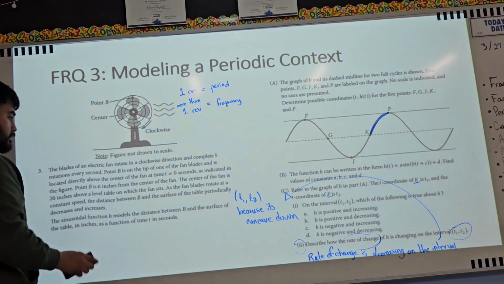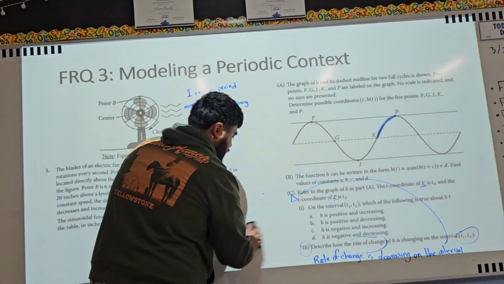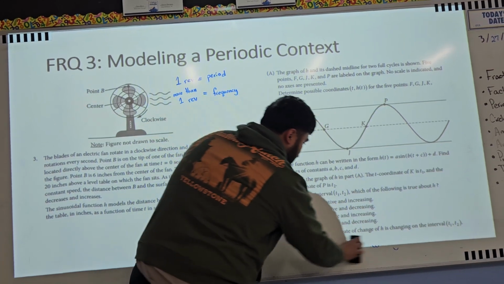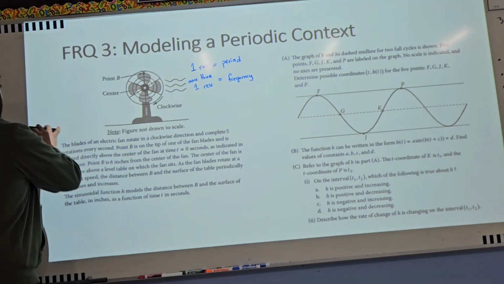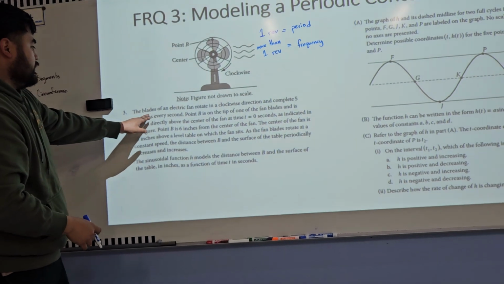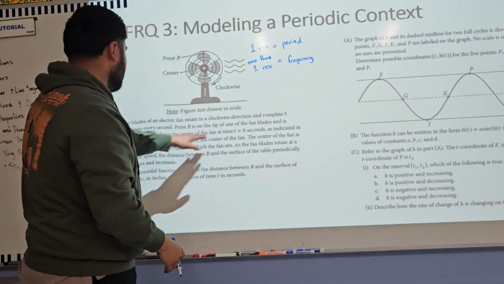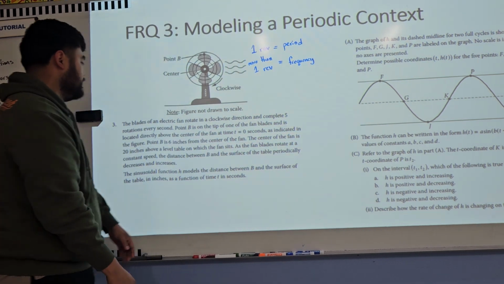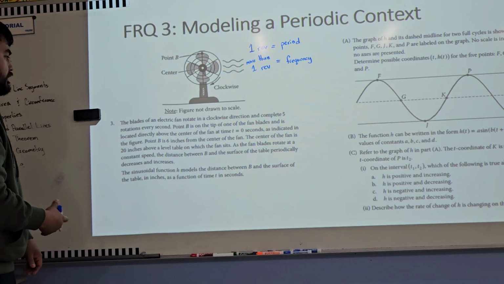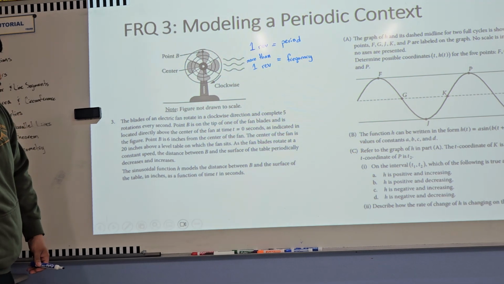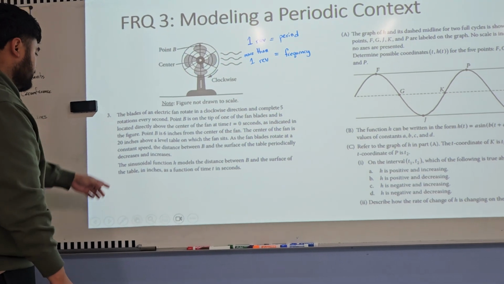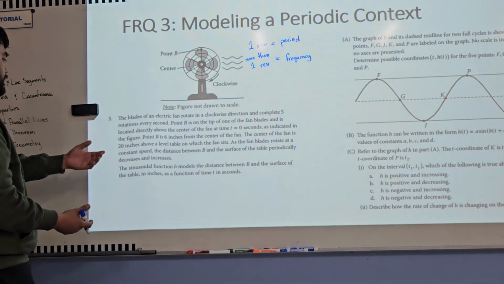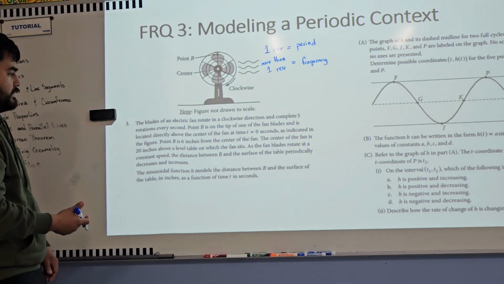Now, let's focus on the actual problem. So if I could erase this real quick, we focus on the actual problem, and we go back over here. Let's read it. The blades of an electric fan rotate in a clockwise direction and complete 5 rotations every second. Point B is on the tip of one of the fan blades, and it is located directly above the center of the fan at t equals 0 seconds, as indicated in the figure. Point B is 6 inches from the center of the fan. The center of the fan is 20 inches above the level of the table on which the fan sits.